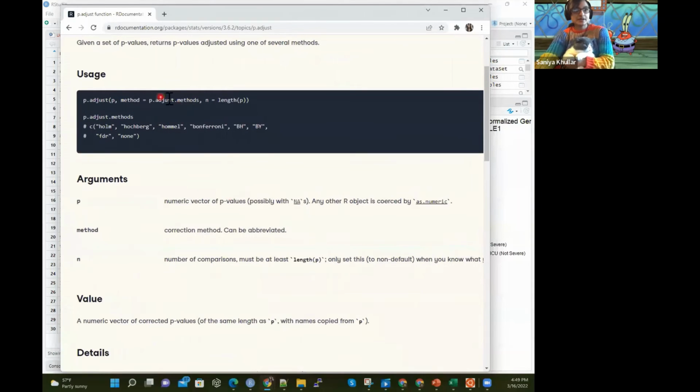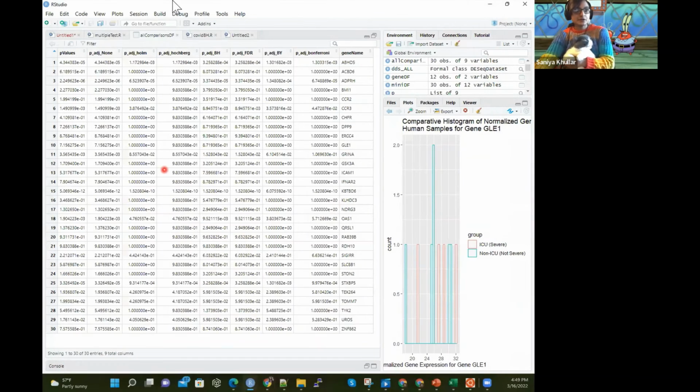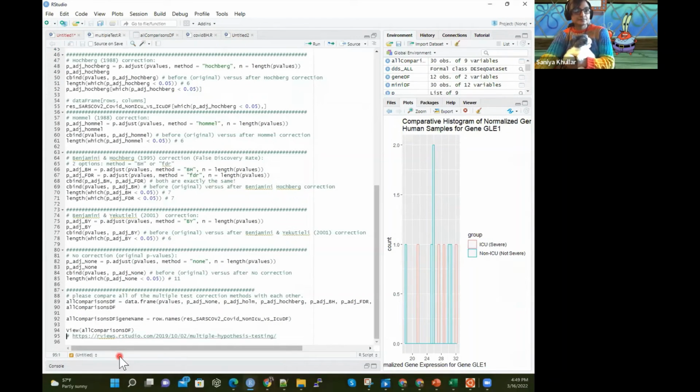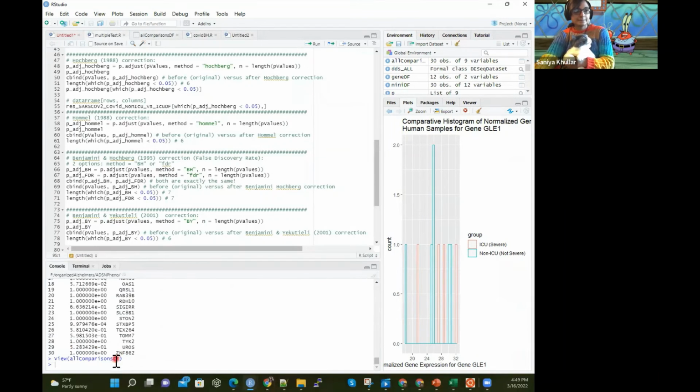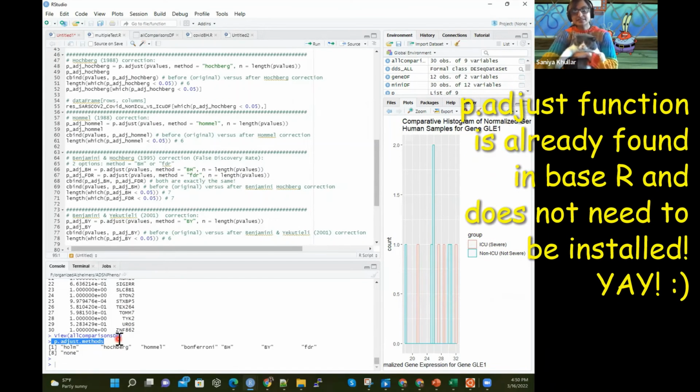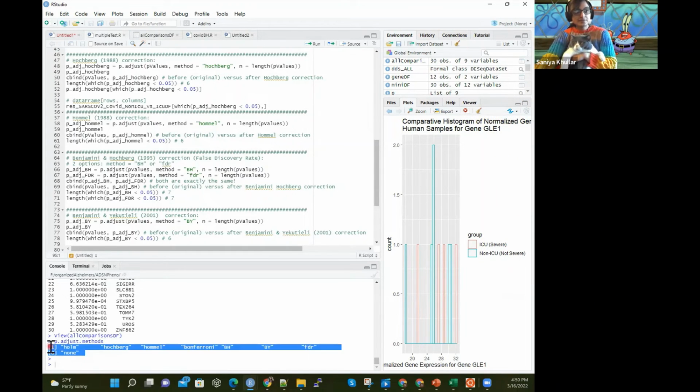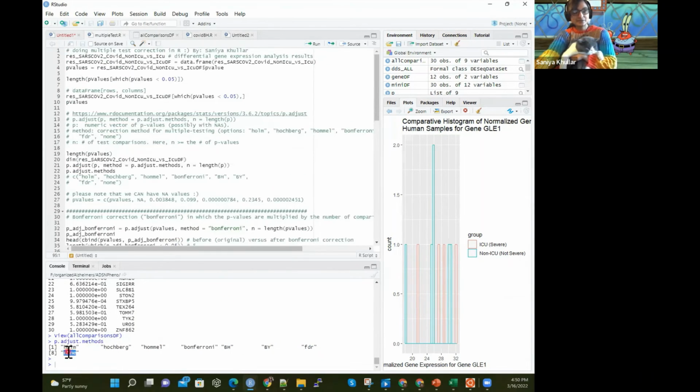Just change it, try out different methods. And if you don't remember, you can just call this function right here. You can just call p.adjust.methods and it will name out all of them for you. This is in the default stats package. You don't need to install anything, but you can just call p.adjust.methods and it will name out all 8 options. But again, BH is just the same thing as FDR. They're the same. And none is really no adjustment.